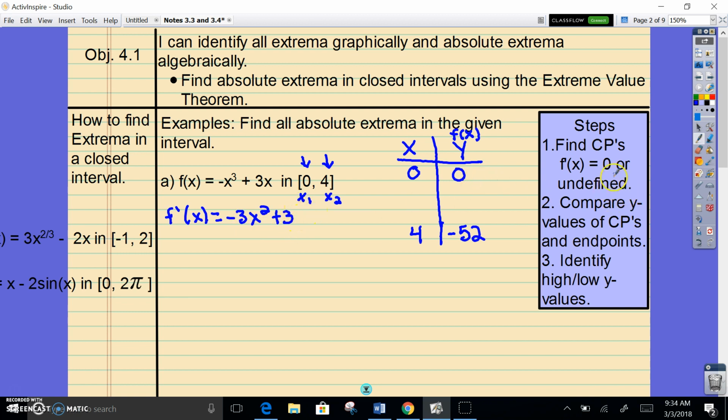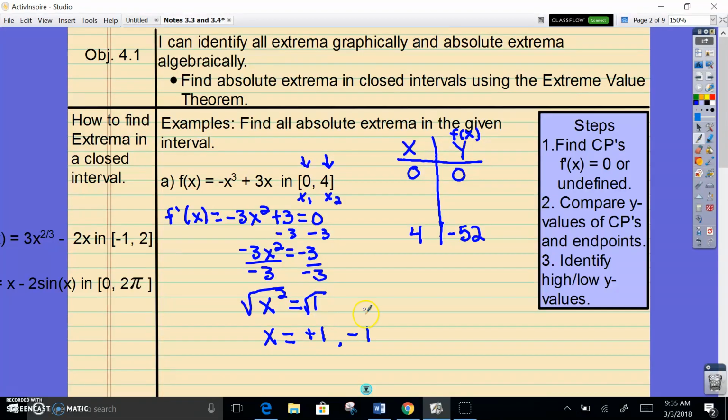So then I'm not going to get an undefined possibility, but I could still set it equal to 0 and solve for x. Since I only have one x squared term, I'm allowed to move the 3 over, divide by -3. And this is only because I have one x squared term. If I had more than one, I'd have to do some factoring. Take the square root of both sides, and that tells me I'm going to get two possibilities. I'm going to get a +1, and I'm going to get a -1.